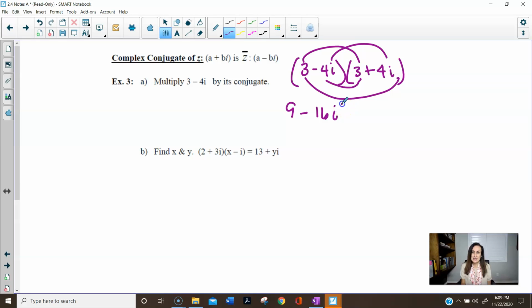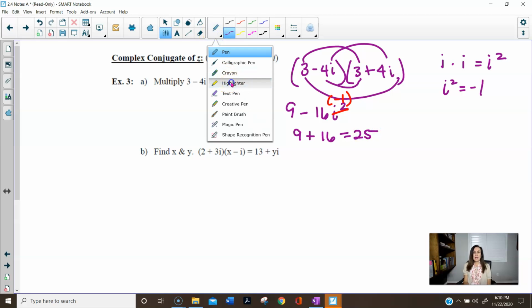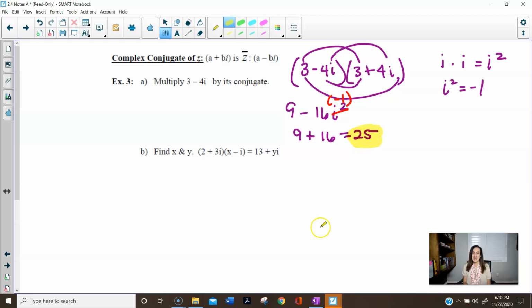i times i is i squared. So please remember, i times i equals i squared because you're multiplying. And then always remember that i squared is equal to a negative 1. So if you can remember those two things, you're golden. And then you're going to take the i squared, you're going to replace it with negative 1. And this is always multiplication. So this is a negative 16 times a negative 1, which is a positive 16. So now we have 9 plus 16, and that conjugate is going to give us 25. And there's our answer. Multiplying conjugates got rid of the imaginaries.